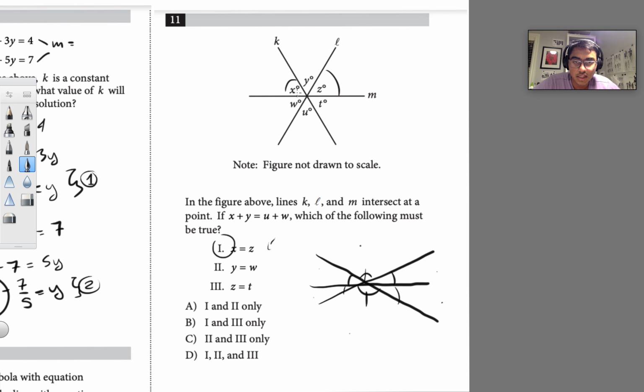Is y equal to w? No, we don't really know that. And since we don't know that, we can't assume yes, so this is out of the question. And 3, is z equal to t? Yes, we figured that out earlier. So 1 and 3 are true, which means 11 is B.